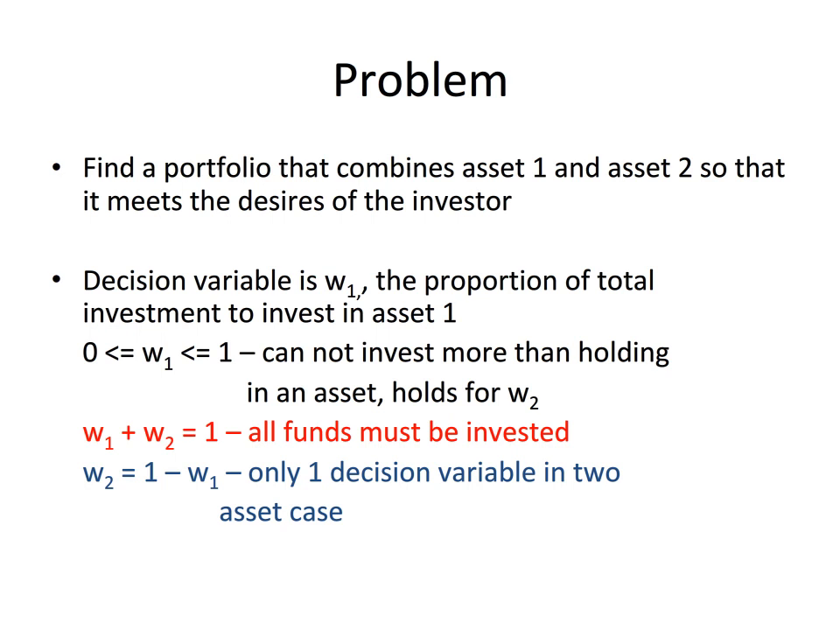This problem only has one decision variable. If we invest 10% in asset 1, by definition we're investing 90% in asset 2. If we're investing 90% in asset 1, we're investing 10% in asset 2.